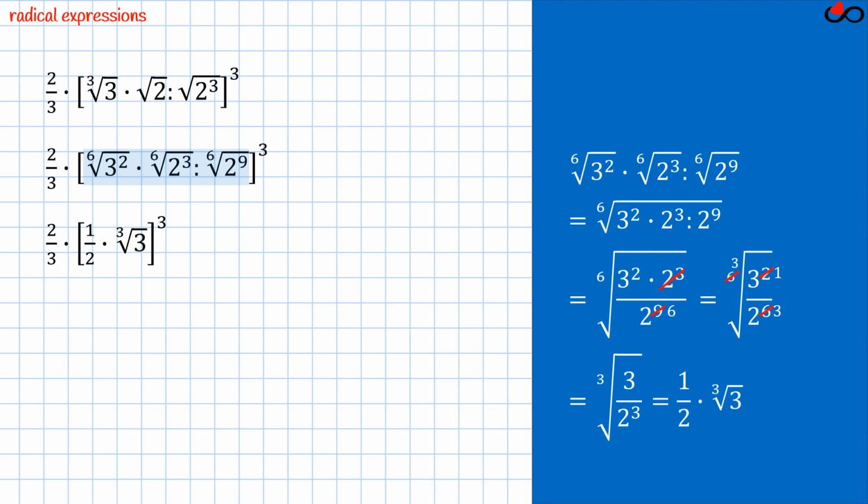We raise the terms inside the square brackets to the third power. We get 2/3 times (1/2) to the third power times the cube root of 3 to the third power. We notice that the cube root of 3 to the third power is equal to 3. Calculating, we get 2/3 times 1/8 times 3. Finally, we simplify to get the result 1/4.